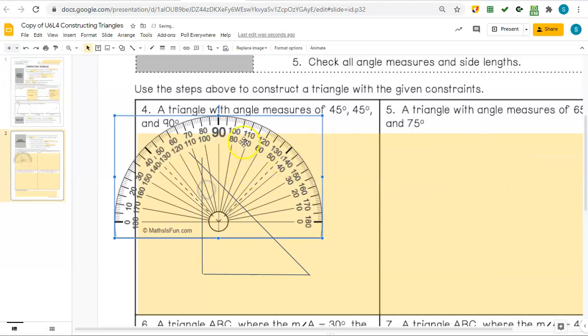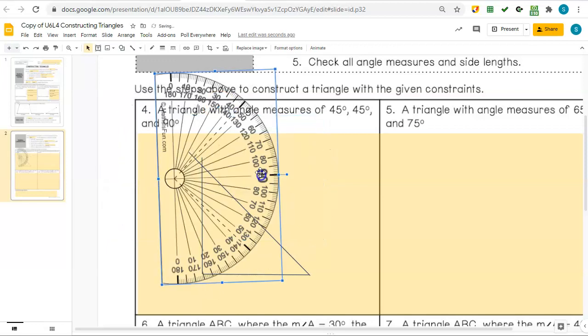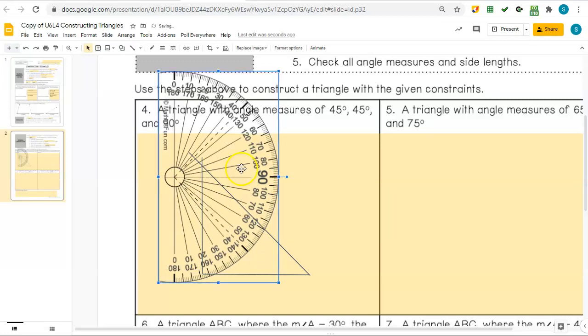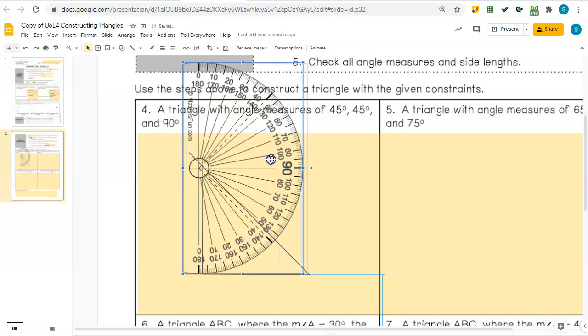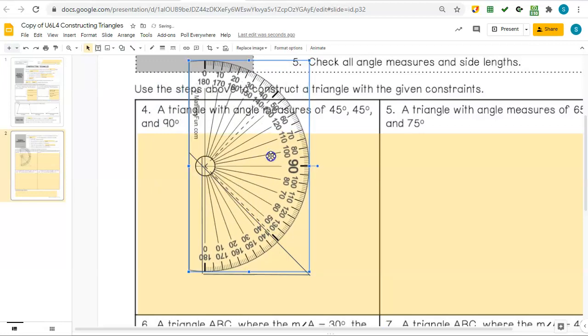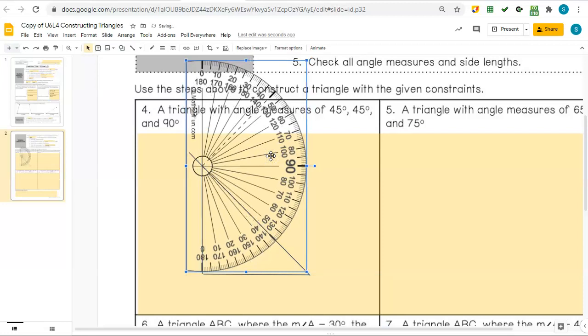But we do want to check to see if that last angle is actually 45 degrees. Alright, so we're going to try to line that up. So I can check that one there, and that one should automatically be 45 degrees as well, because remember, the angles have to add up to 180. So 90 plus 45 plus 45 is 180.